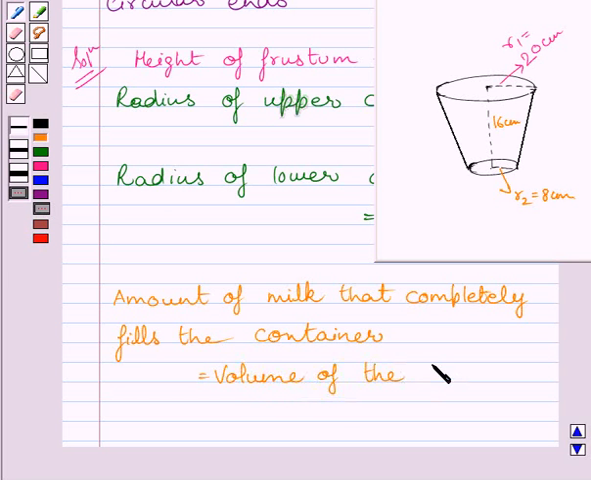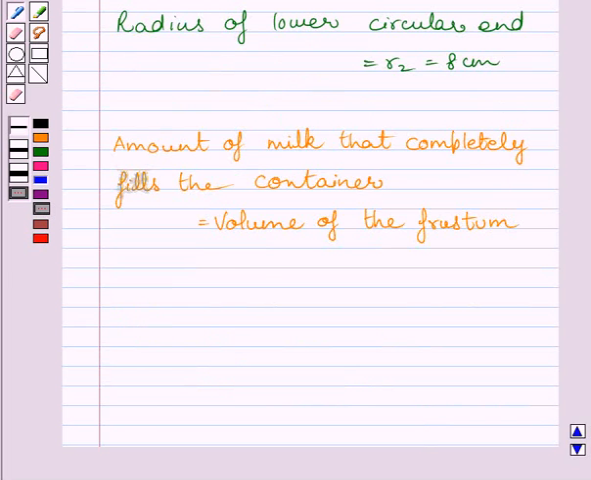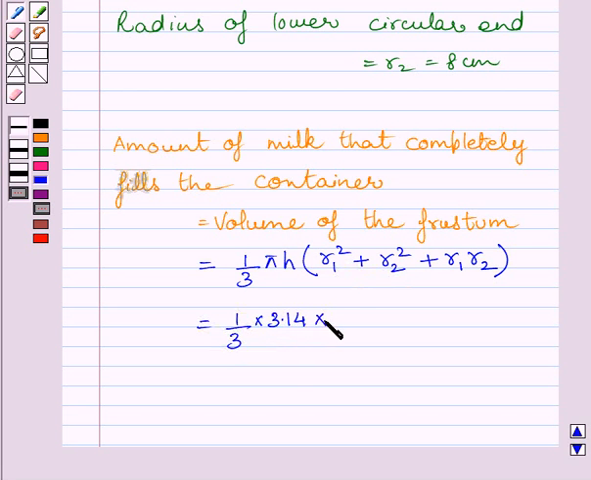Or we can say it is equal to volume of the frustum. We know container is in the shape of frustum of a cone. From key idea we know volume of the frustum is equal to 1 upon 3 pi h multiplied by square of r1 plus square of r2 plus r1 r2, where h is the height of the frustum and r1 and r2 are radii of two circular ends. Now this is further equal to 1 upon 3 multiplied by 3.14 multiplied by 16 multiplied by 20 square plus 8 square plus 20 multiplied by 8.